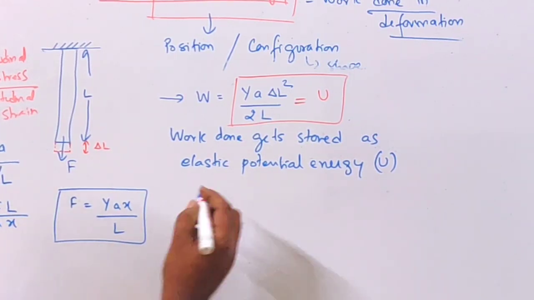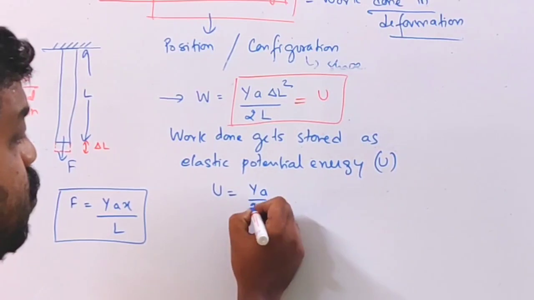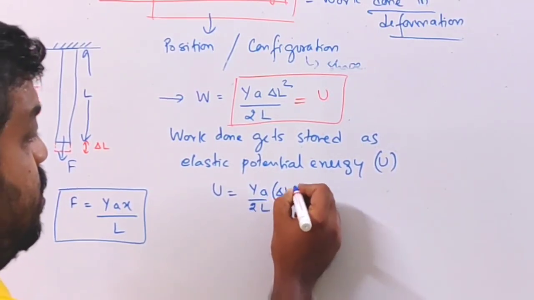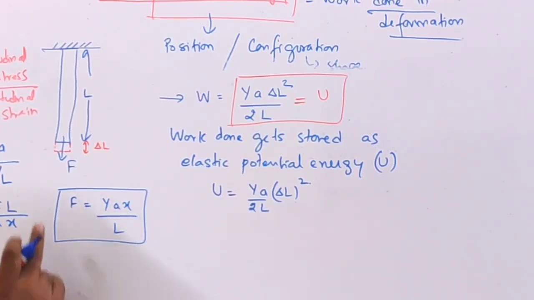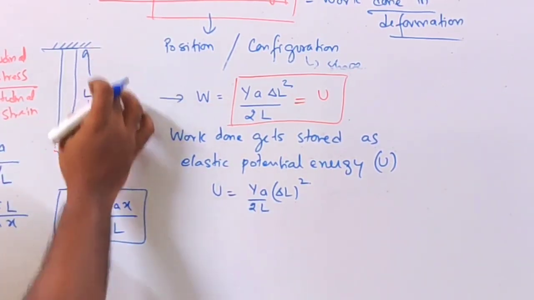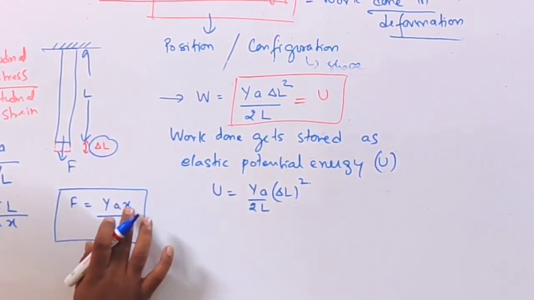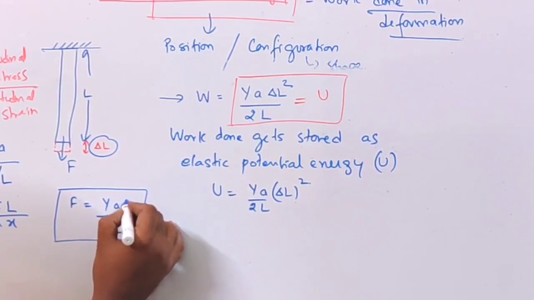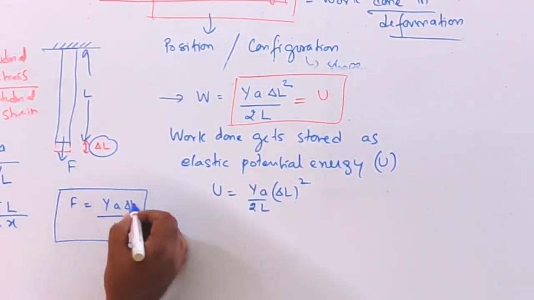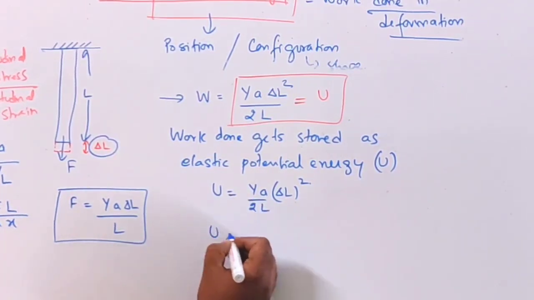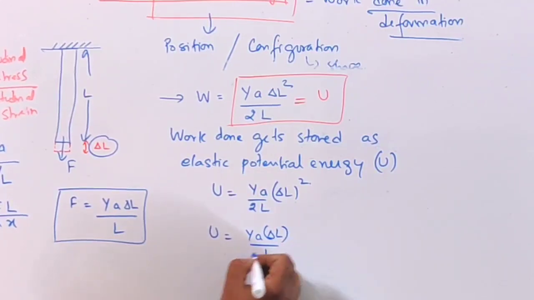So now we have U is equal to YA by twice L, delta L squared. I have written this expression for force when the elongation was x. So if the final elongation is delta L, this x can be replaced by delta L. So this is the expression for force, that is YA delta L by L.